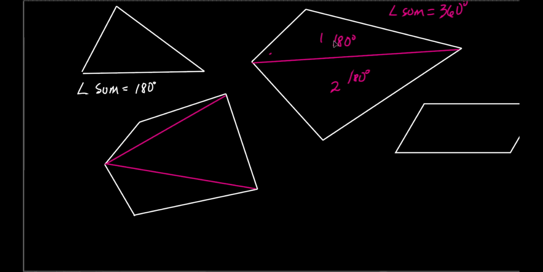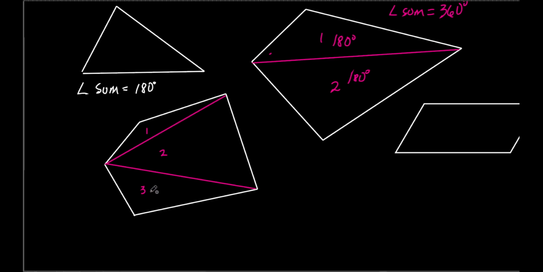How many triangles did I have when I had this quadrilateral? How many triangles did I have formed here? 2 of them. Okay, how many triangles did I have formed on a pentagon? 3, all right? Now we're going to do one more, and you're going to see a pattern developing here. So how many triangles do we have here? We said it already. 1, 2, 3. So this has 180, this has 180, and this has 180.